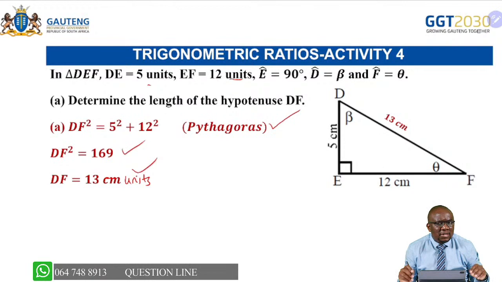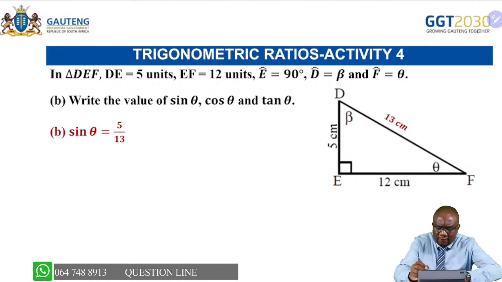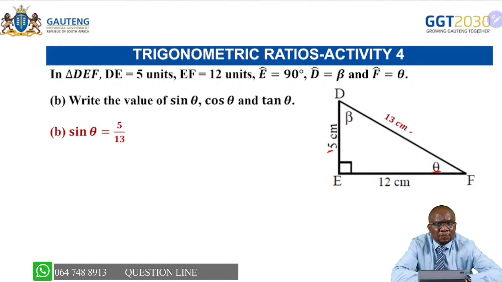Now, we asked to do the 3 ratios. We've been doing this, so let's do it together. What will be sine theta? 5 over 13. Do we agree? Theta is here. It's opposite over hypotenuse. So it's 5 over 13.